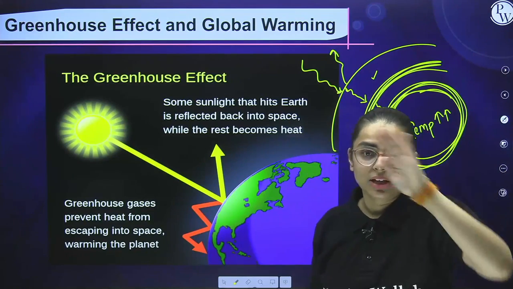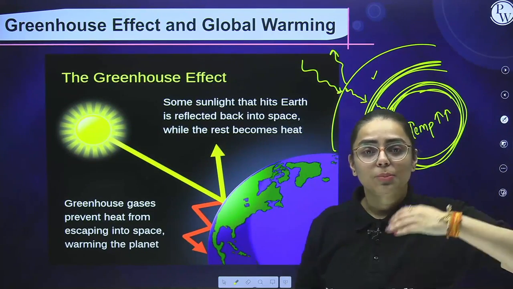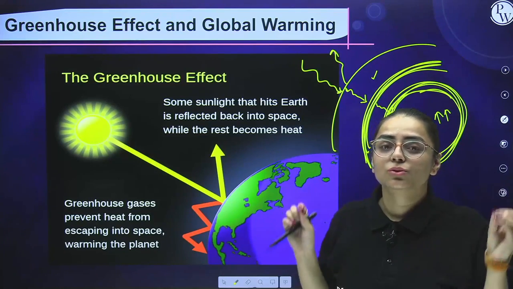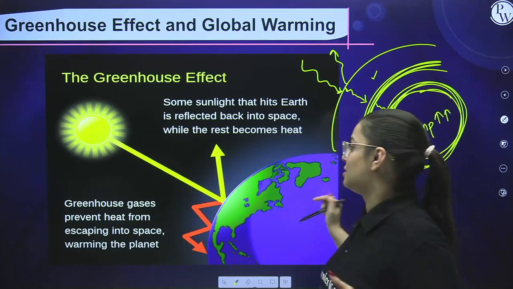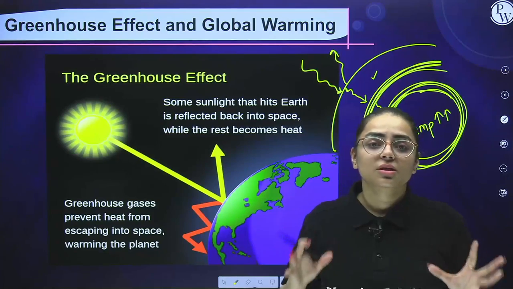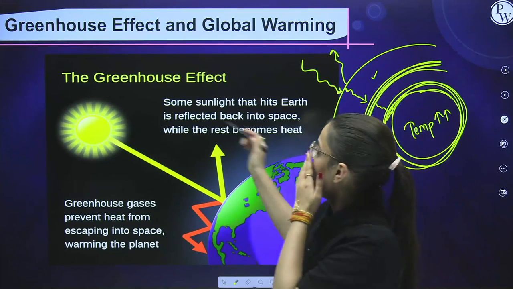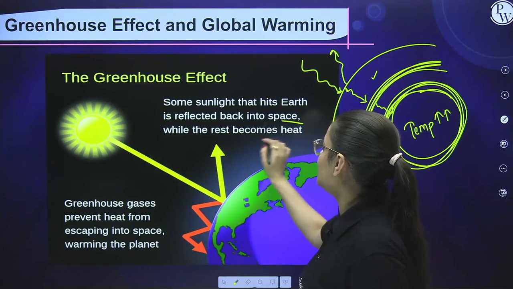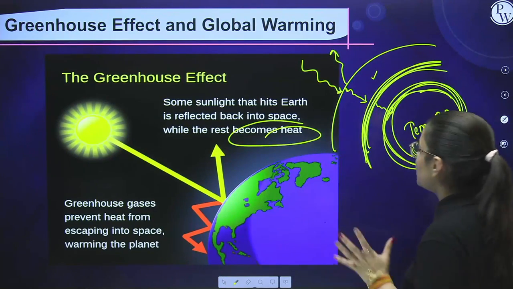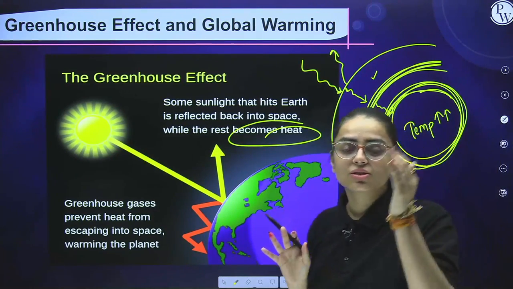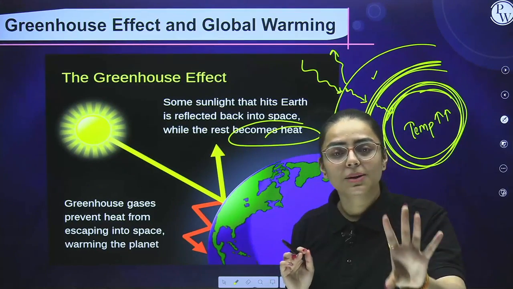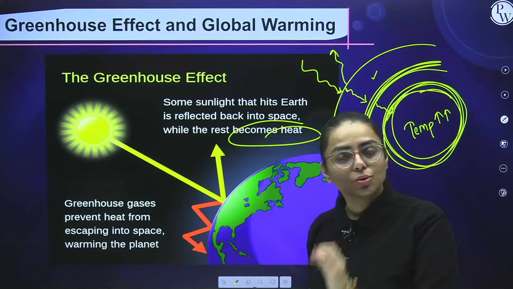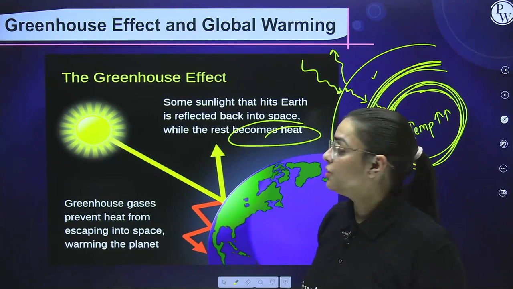The greenhouse gases won't let that temperature release out, and due to this, the temperature on the Earth increases, which causes the greenhouse effect. Now let us see, some sunlight that hits Earth is reflected back into space, while some becomes heat. Some goes inside and produces a lot of heat because it is trapped in the troposphere. It should remain in the stratosphere, which is quite easy because the ozone layer will protect, but if it comes into the troposphere, it is going to produce a lot of heat.